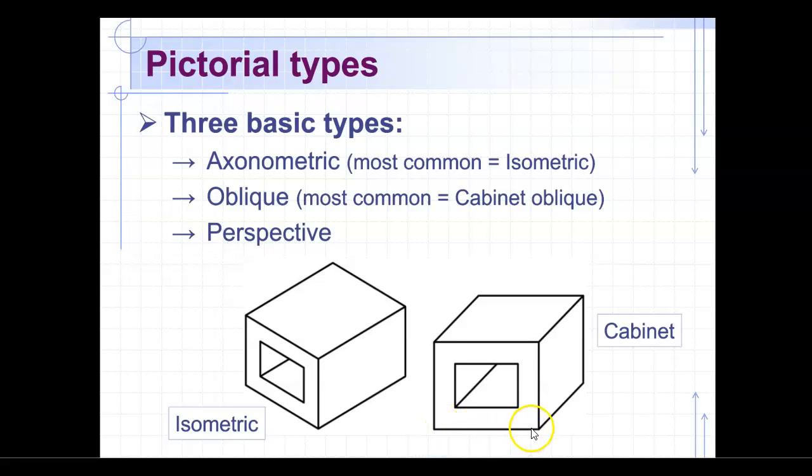We also have what is called an oblique. Now, there are several different types of obliques. Most common is a cabinet. Notice in the oblique, we do have what we call the view normal. So we do have one side of the object that is showing us true size and true shape, and then we project back from there. And then the third basic type of pictorial is perspective. Of course, the human eye sees in 1-point perspective, but we have 2-point and 3-point perspective as well.